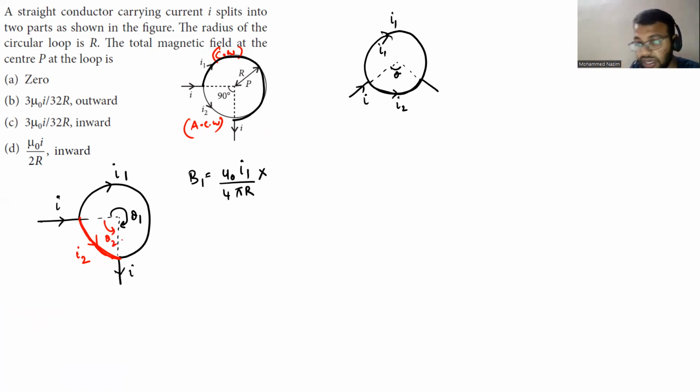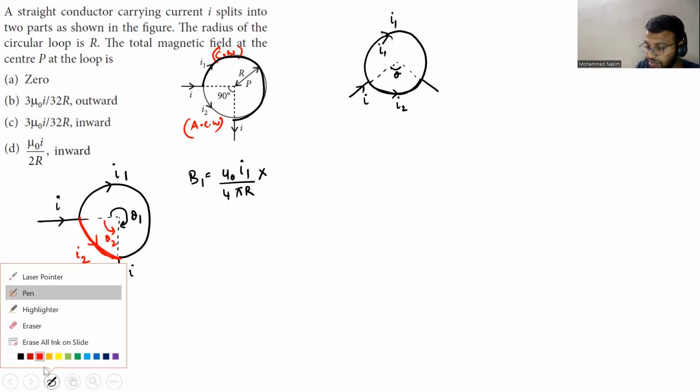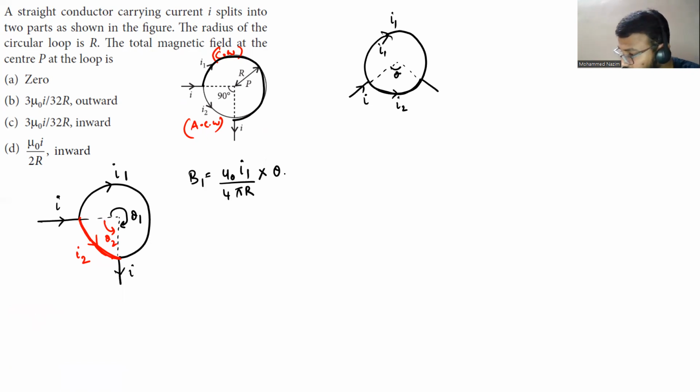So you just see what I'm doing. Mu naught I1 by 4 pi R into theta 1. I'll try to make the problem simple. And what is the direction? The direction is going to be inward, inward cross.